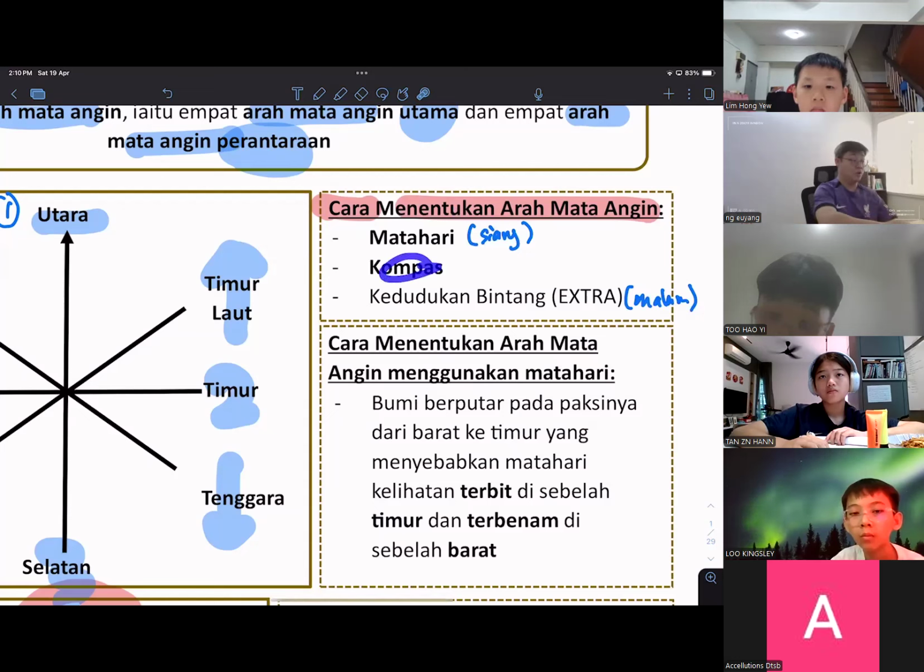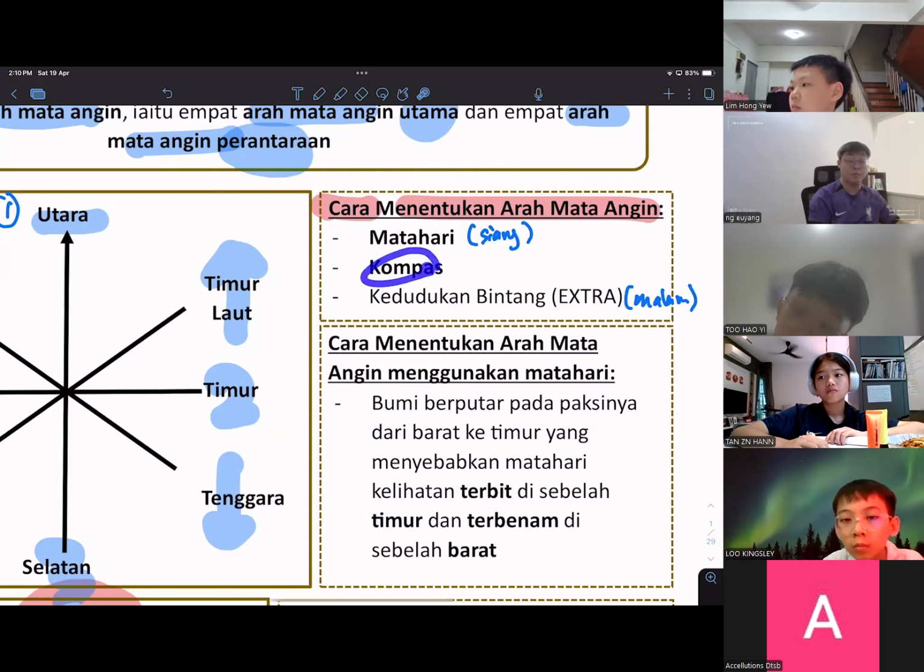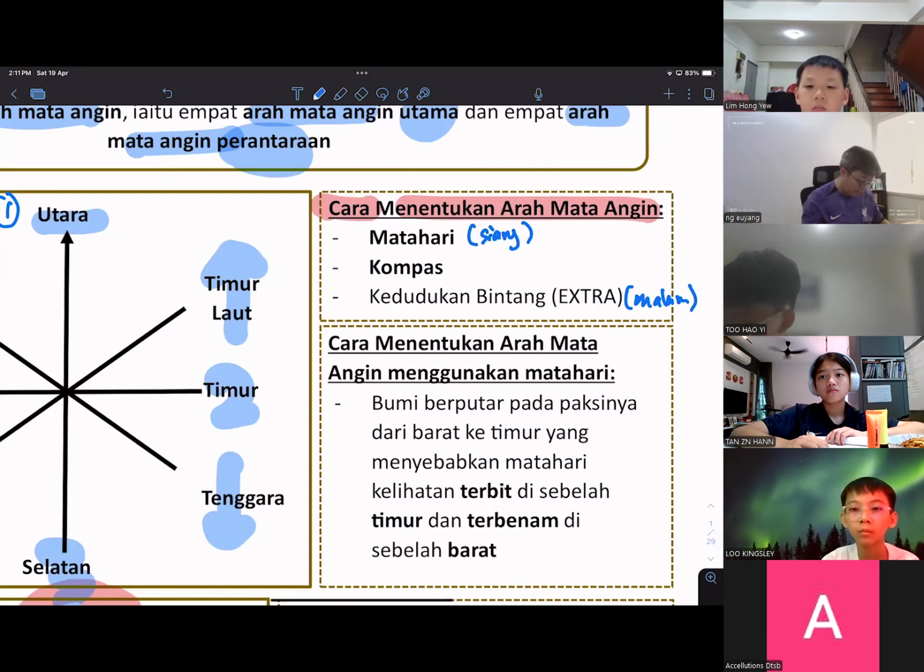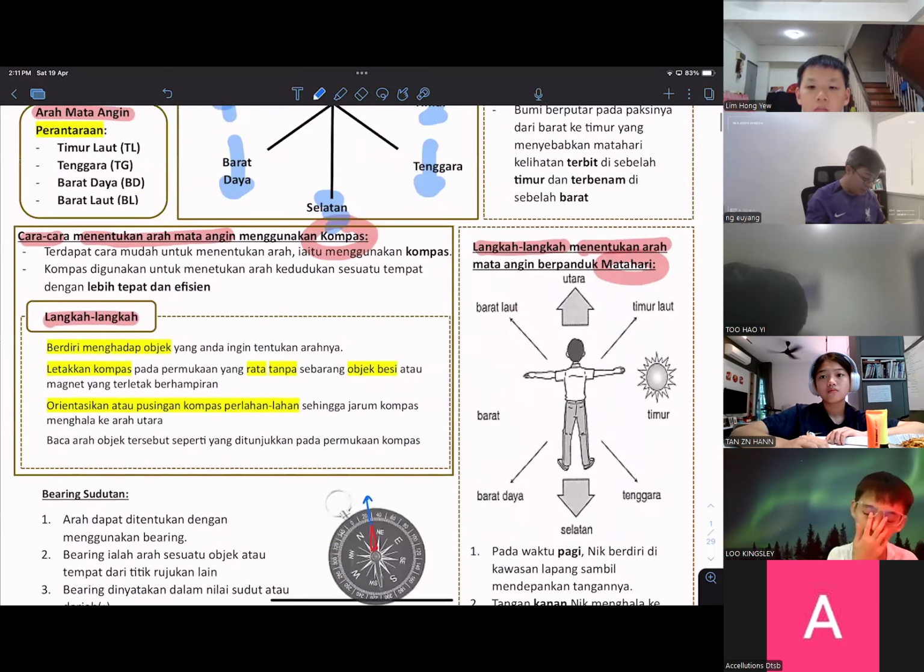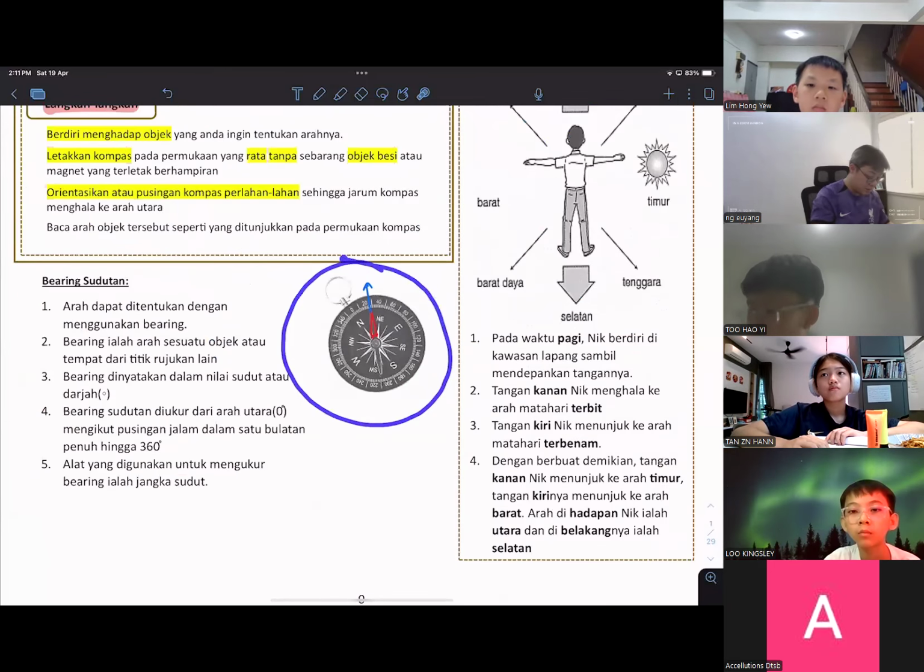Then the compass, no matter day or night, rainy day or sunny day, doesn't matter, we can use the compass to identify. So that's why the best way is to use a compass. So guys, this is your compass, as in the image here.